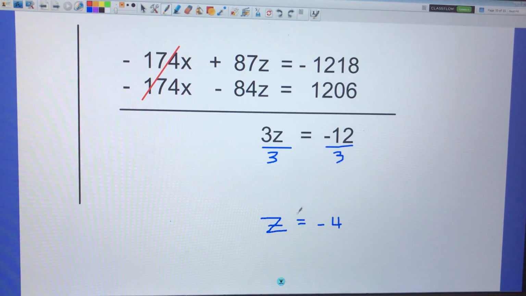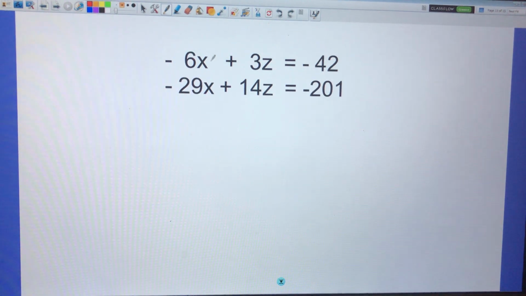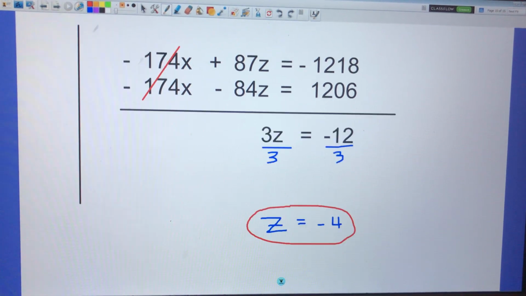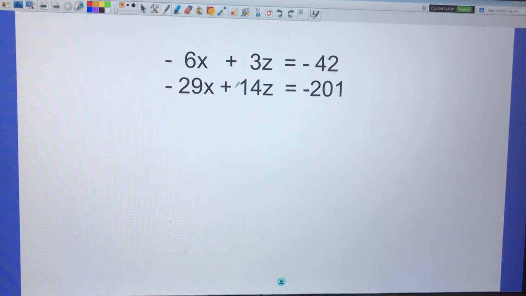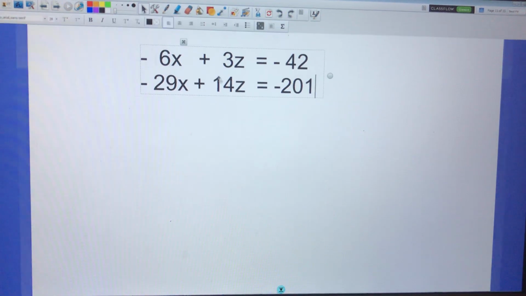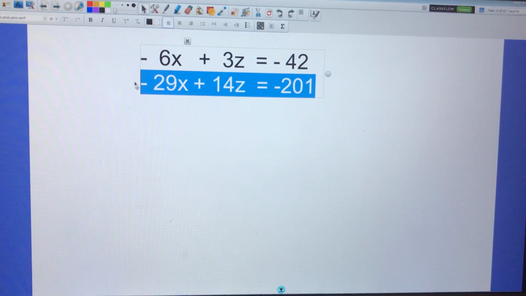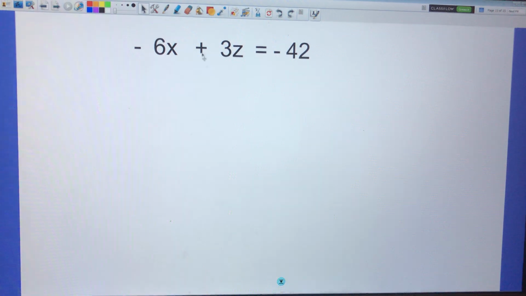So I have z equals negative 4. Go back to your star equations. Let's just pick the first one. This was my first star equation. This is my second star equation. I figured out that z equals negative 4. You're going to have to pick one equation. It doesn't really matter which one. I'm going to pick the top one so I can get rid of the bottom one. And you're going to have to plug it in.